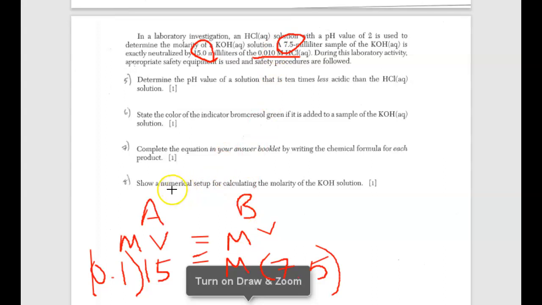Now it asks for the numerical setup, so once again, you're going to go ahead and have the setup, and you're done. Please make sure you don't even have to put units in, but you have one side equal to the other. Please don't forget the equal signs. Let's keep going.